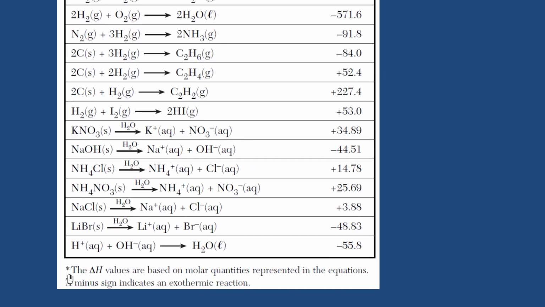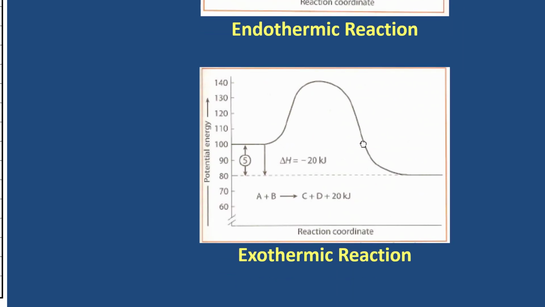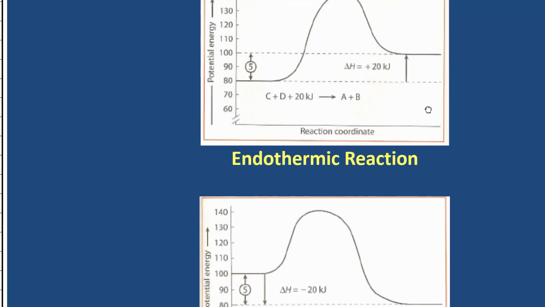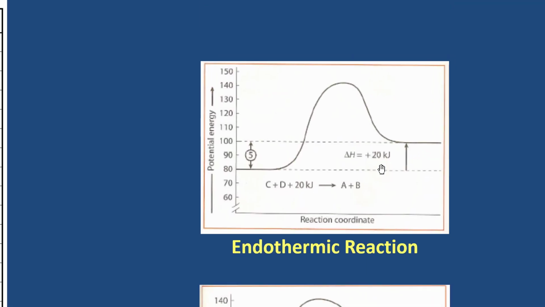And we can go to the bottom here and we see that the delta H values are based on molar quantities represented by the equations. And then a minus sign indicates an exothermic reaction. So if we look at our exothermic reaction, a minus sign going down, and an endothermic reaction will have a positive sign, and it will be going up from the reactants to the products.